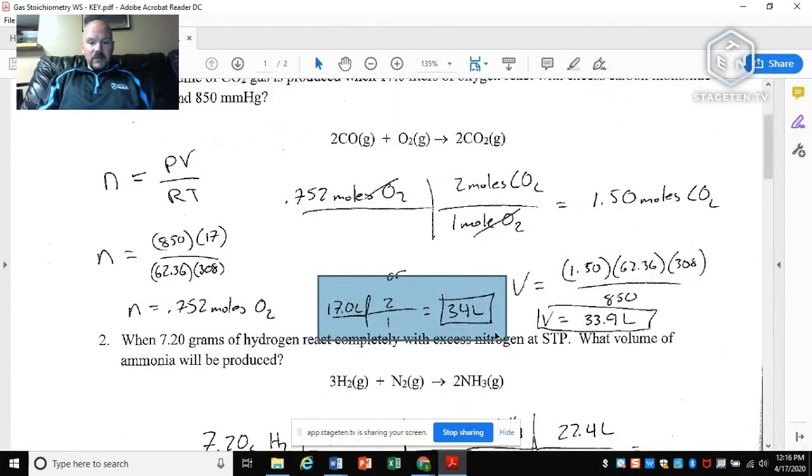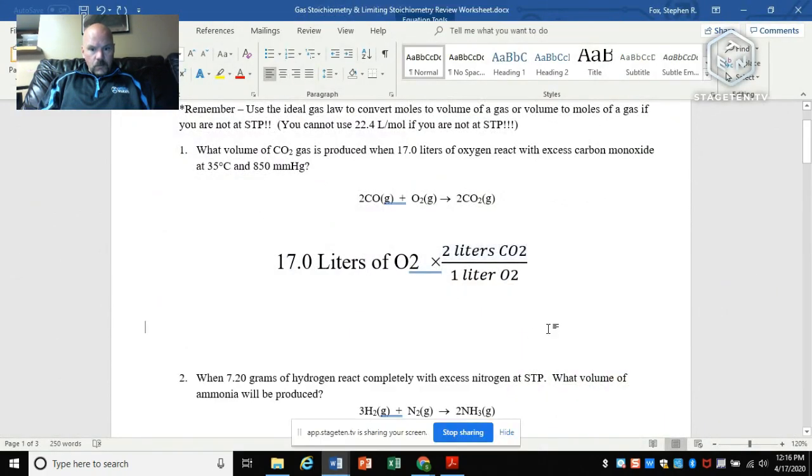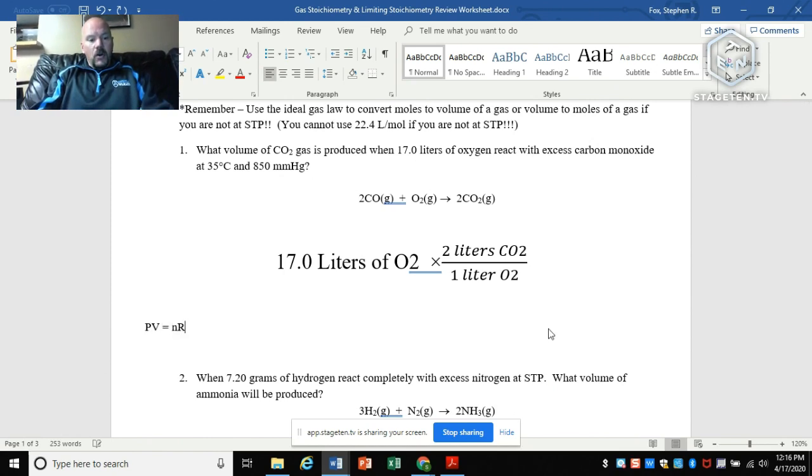So if you look at this answer key, if you didn't want to do the shortcut step, the first step would be take what you're given and convert to moles. So how do I convert to moles using the ideal gas law? You solve for n. The ideal gas law says PV equals nRT, and that means n equals PV divided by RT.